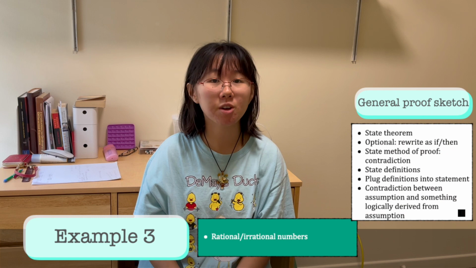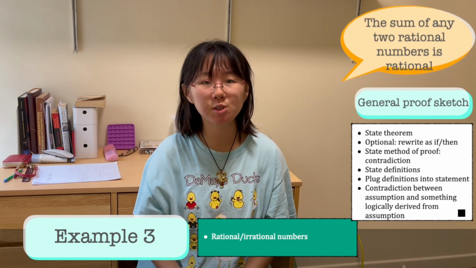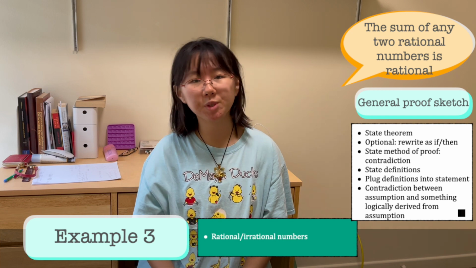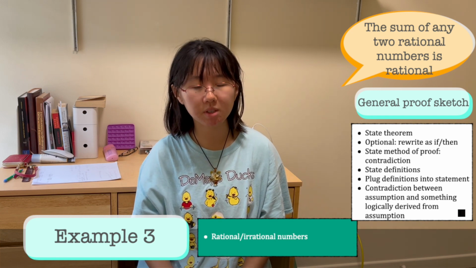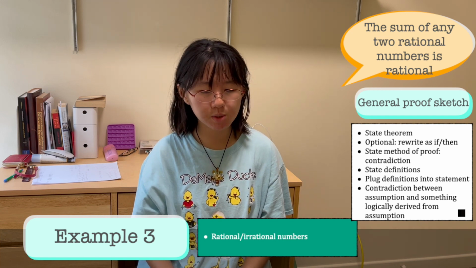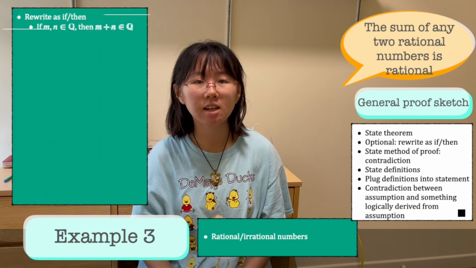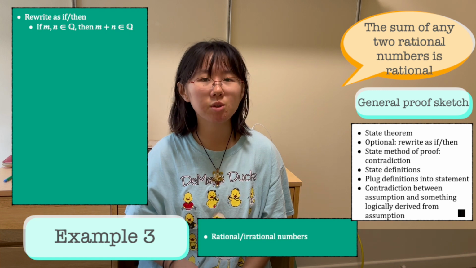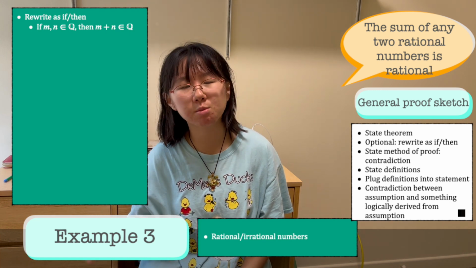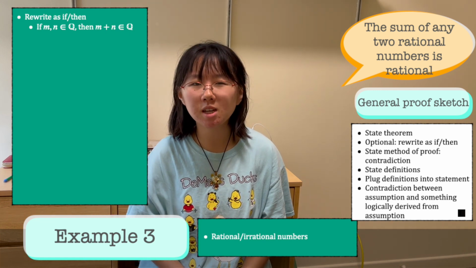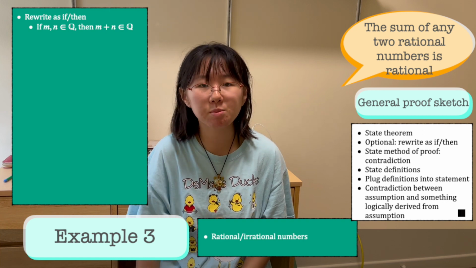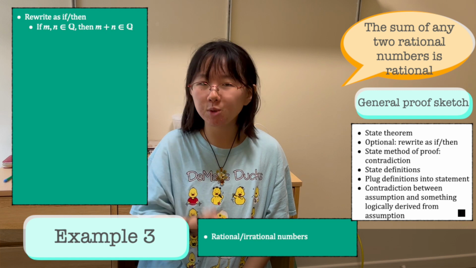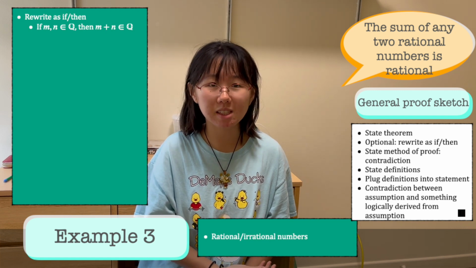Our theorem is: the sum of any two rational numbers is rational. So once again, we'll rewrite our theorem as an if-then statement. So I would say, if there are two rational numbers m and n, then m plus n is also rational. And so you might see that you can do this proof by direct proof. And most times I would actually say just do it by direct proof. But if your teacher asks you to do a proof by contradiction, you can definitely do it with this example.